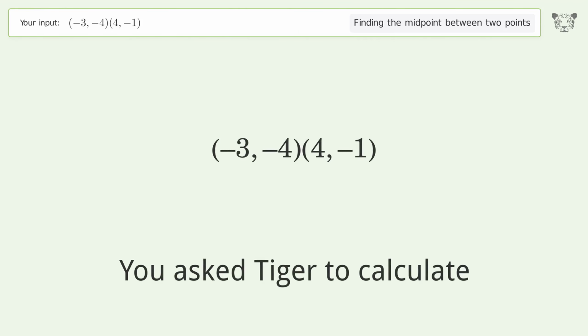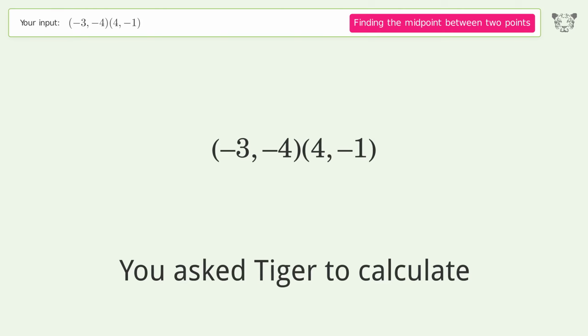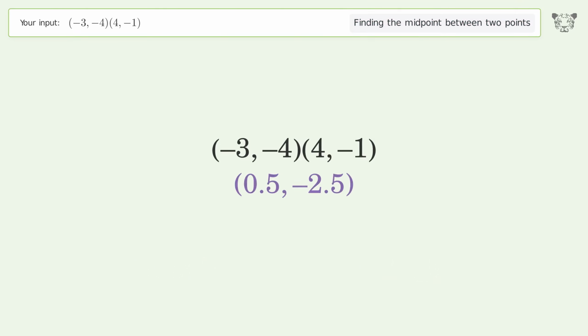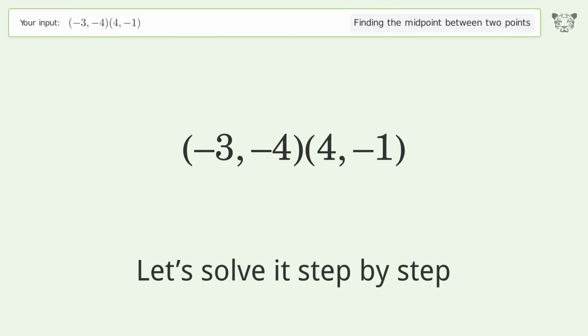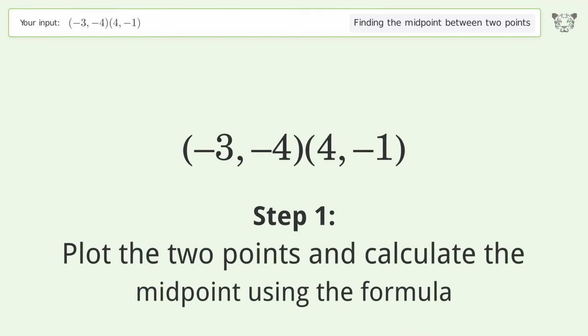You ask Tiger to calculate. This deals with finding the midpoint between 2 points. The midpoint between the 2 points is 0.5, negative 2.5. Let's solve it step by step. Plot the 2 points and calculate the midpoint using the formula.